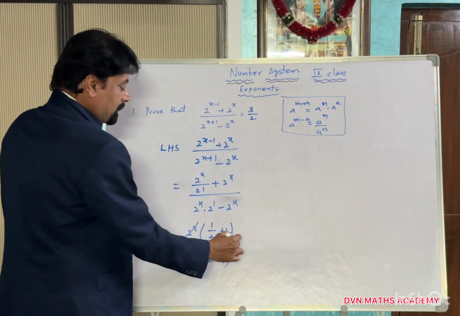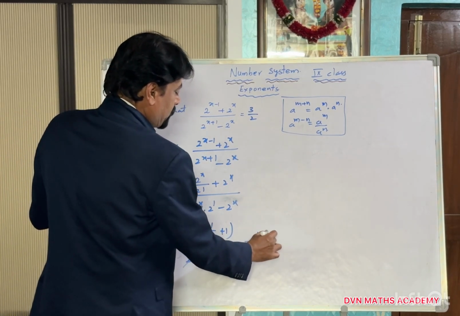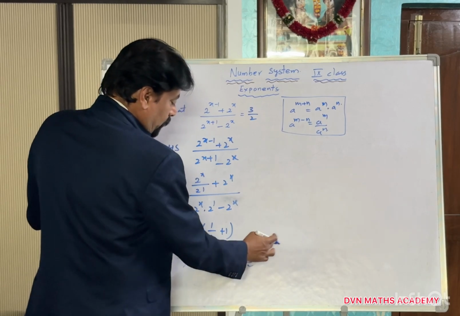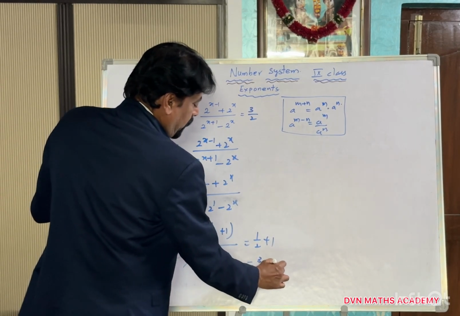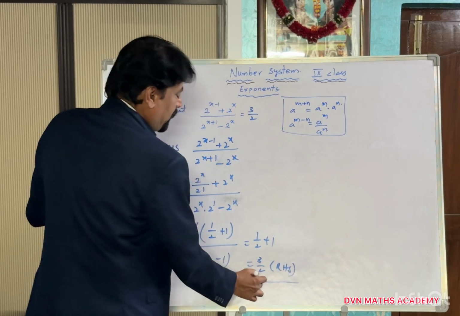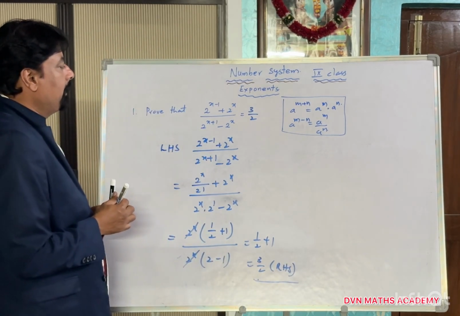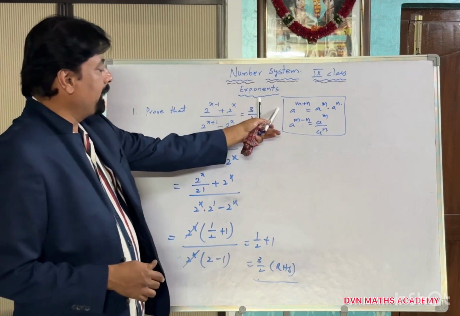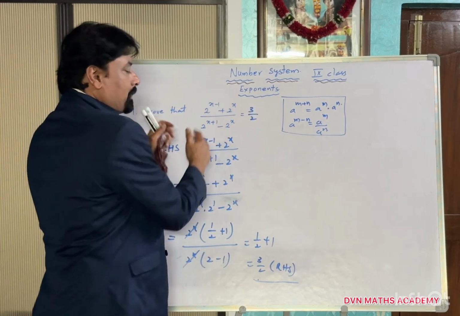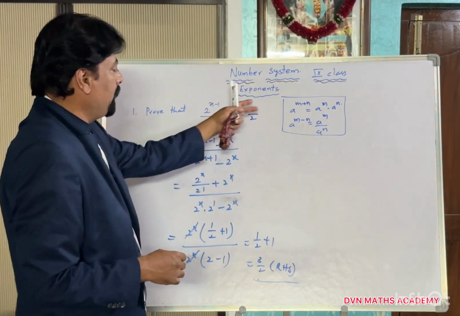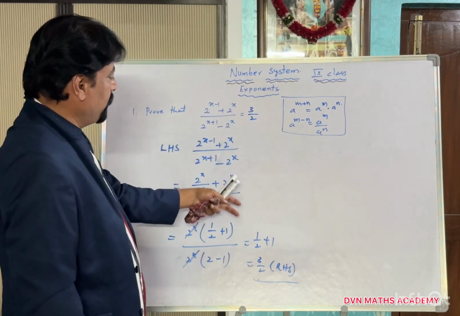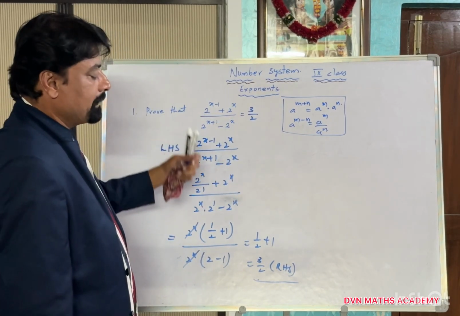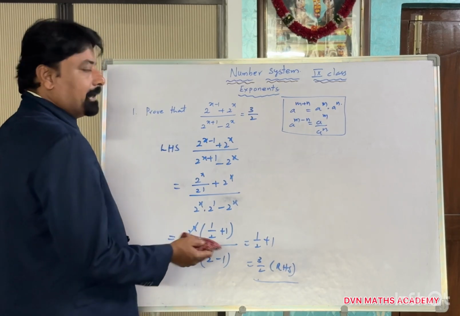These two will be cancelled. You will get 1 by 2 plus 1 by 1. You don't need to write it further: 1 by 2 plus 1 is 3 by 2. This is our RHS. So this is one of the simple questions, but you need to apply these two identities. By seeing this question, you feel it is somewhat complicated, but if you apply these two identities, it simplifies and you will get 3 by 2. So LHS is equal to RHS. You can prove this question like this.